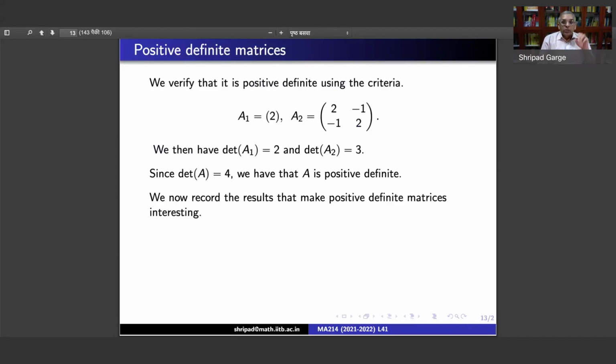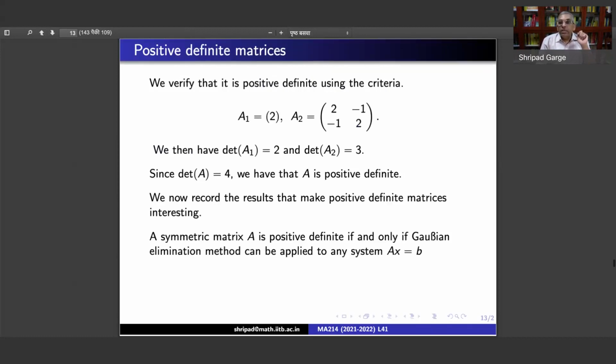So now we will record some results which imply how positive definite matrices are interesting. For instance, whenever a matrix is positive definite, then the Gaussian elimination method can be applied to any system without interchanging rows, with all pivot elements positive. In fact, this is an if and only if condition, provided that your matrix is symmetric. So if you start with a symmetric matrix and if Gaussian elimination can be applied to Ax equal to b without row changes, and the pivot elements remain positive in all subsequent steps, then the matrix has to be positive definite. This is the parallel of the condition for strongly dominant matrices.